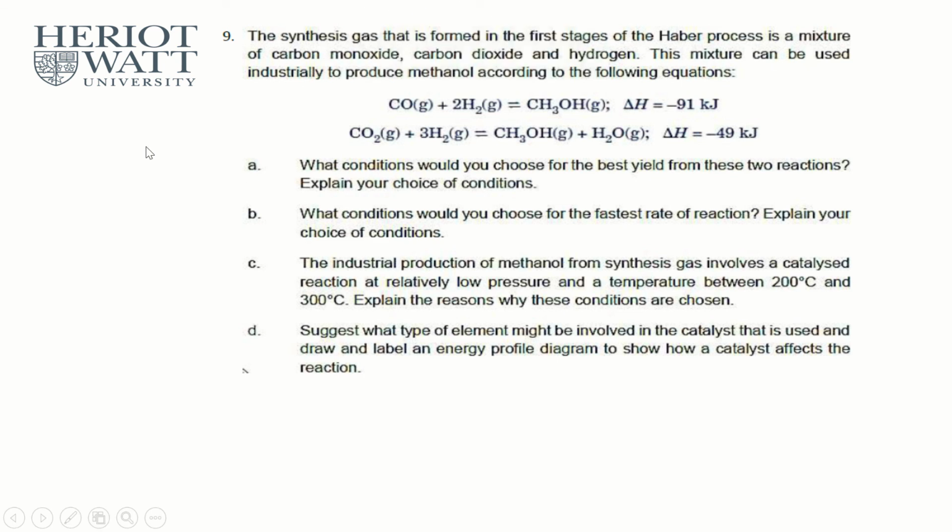Okay, we are done. Now, the synthesis gas that is formed in the first stage of the Haber process is a mixture of carbon monoxide, carbon dioxide, and hydrogen. And this mixture can be used industrially to produce methanol. Now, look at A. Based on the two equations, one is to produce methanol, carbon monoxide plus hydrogen, and carbon dioxide plus hydrogen also produces methanol with water.